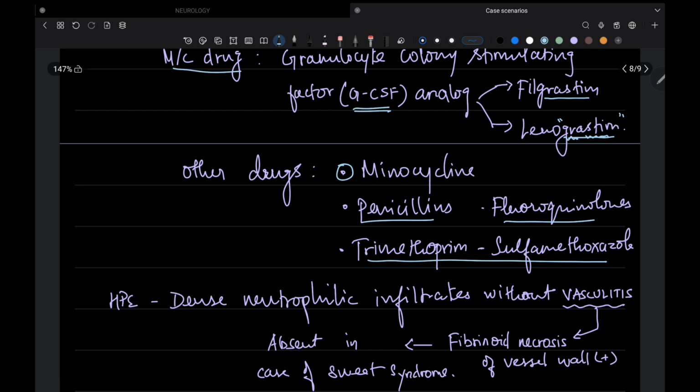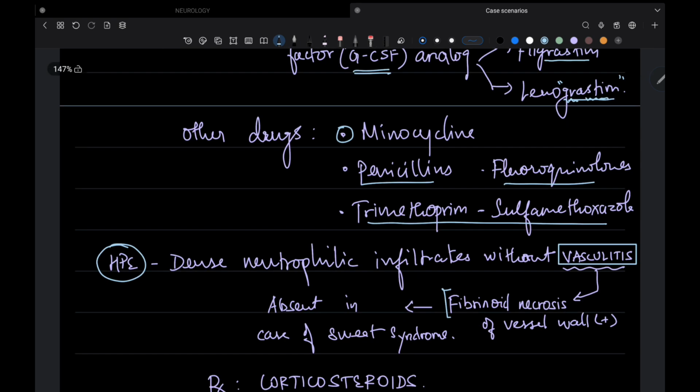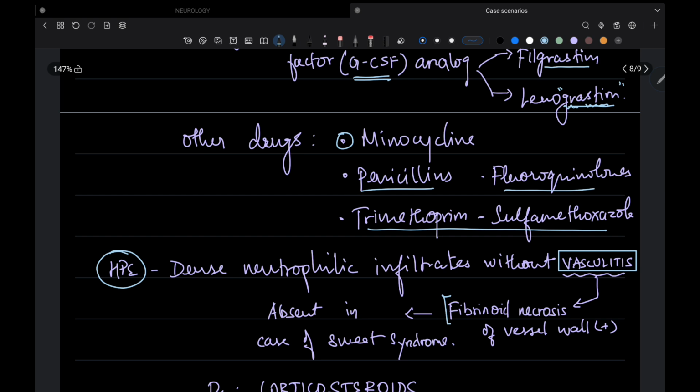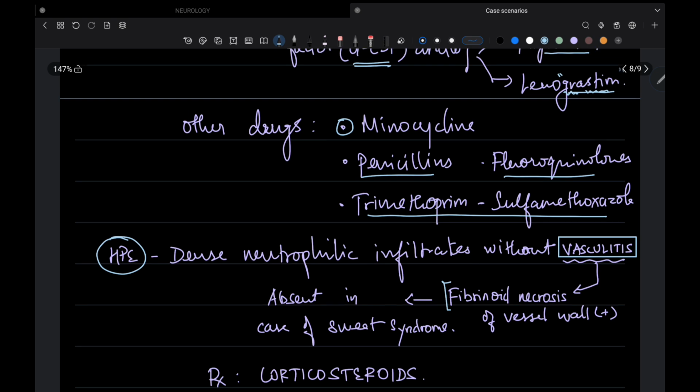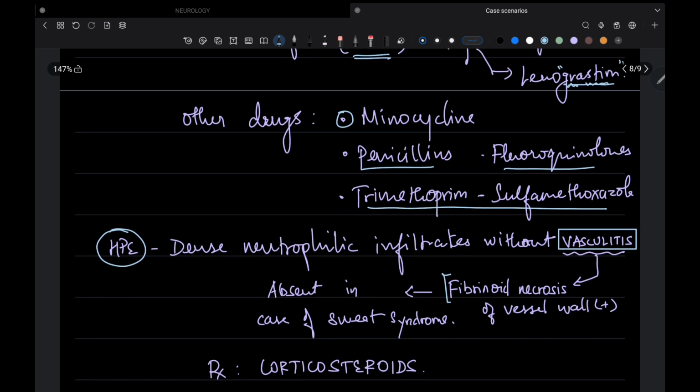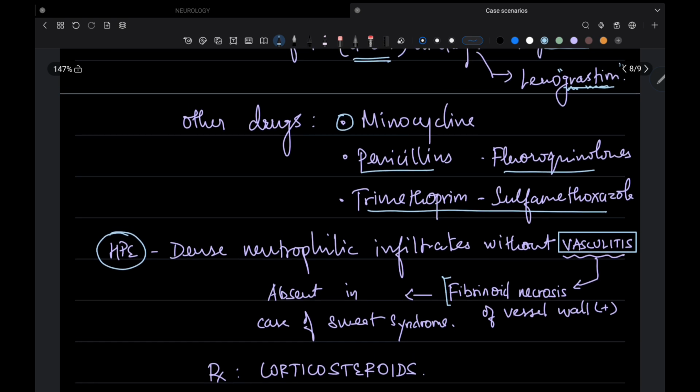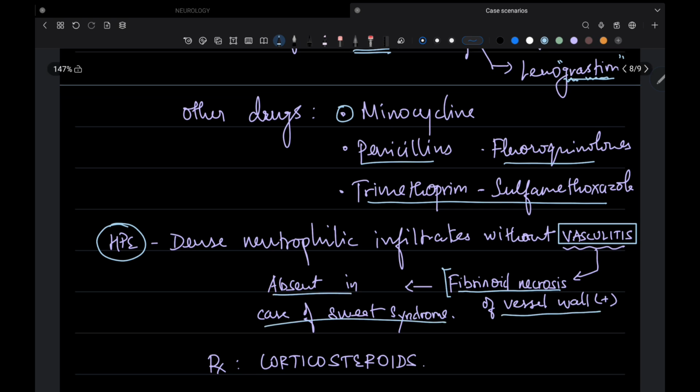And the histopathology shows dense neutrophilic infiltrates without vasculitis. Vasculitis will be absent in Sweet syndrome. Only dense neutrophilic infiltrates will be present. So how to differentiate vasculitis from the Sweet syndrome is, in vasculitis there will be fibrinoid necrosis of the vessel wall, which will be absent in case of Sweet syndrome. So that's how you differentiate.